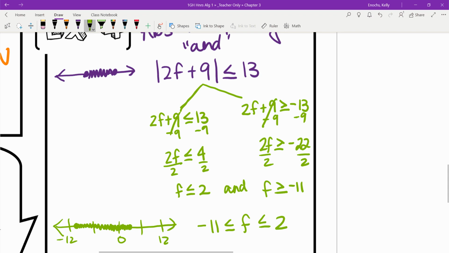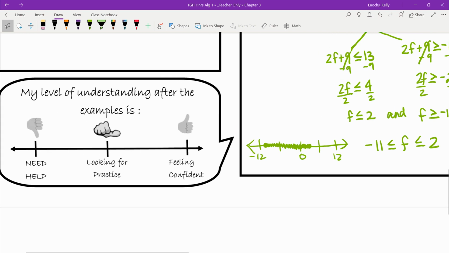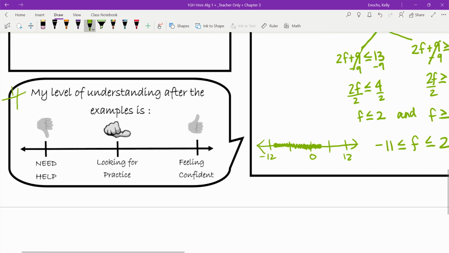All right, ladies. So that's absolute value equations and inequalities. We will practice that next class. But for right now, give me a check and tell me how you're feeling so we can see how everything's going.